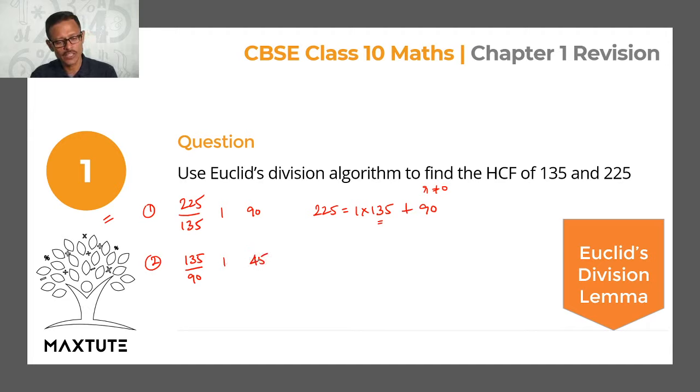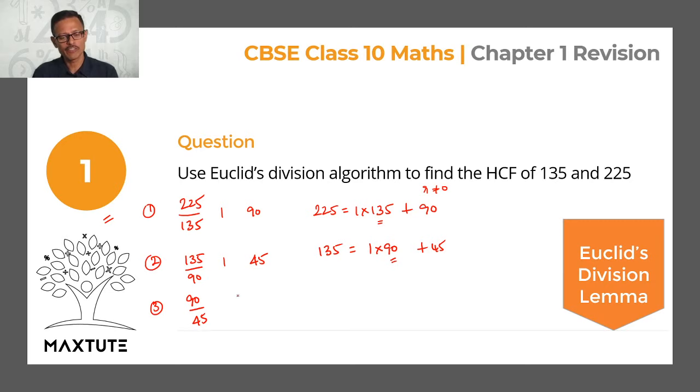Here again, the remainder is not equal to 0. So let's write this step. 135 is equal to 1 times 90 plus 45. The remainder is not 0. We repeat this step. We take the divisor of this step, which is 90, and divide it by the remainder of this step, making that the divisor.